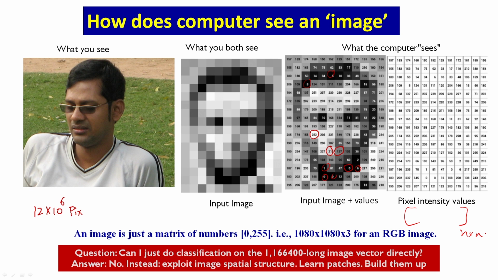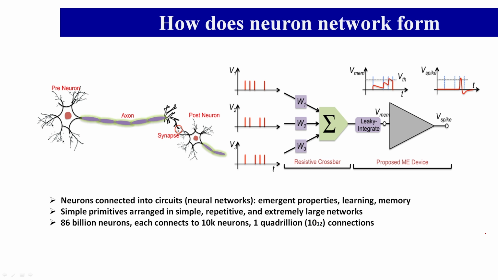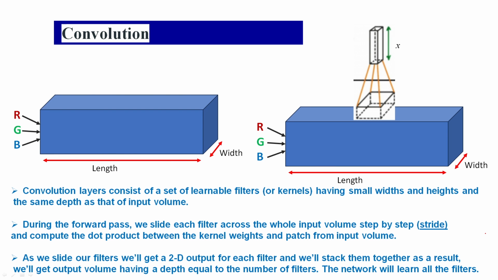Instead, we can exploit image spatial structure, we can learn patches and then build on. That is a very unique feature of CNN. We can learn patches and then build on the whole concepts. So, I will not talk about this, but let me talk about convolution. Let us talk about this one.